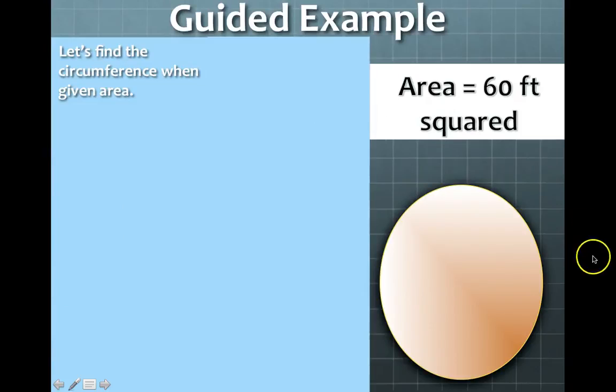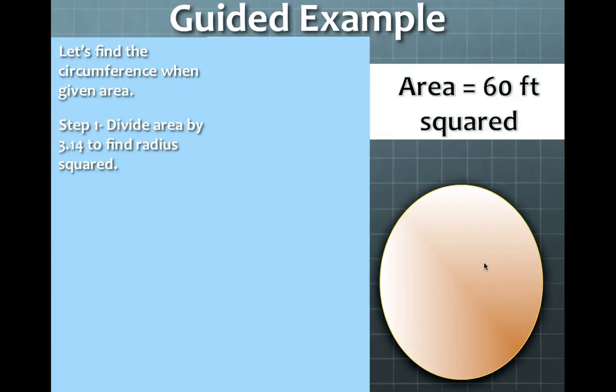So here is a circle. It has an area of 60 feet squared. Let's find the circumference. Step number 1, we divide the area by pi to find the radius squared. So I did 60 divided by 3.14. I got about 19.11. Remember, when dealing with circumference and area, they're all approximate figures since the number pi is infinite.